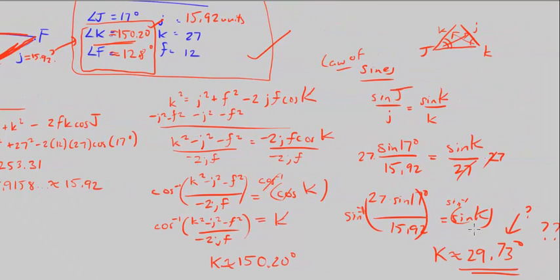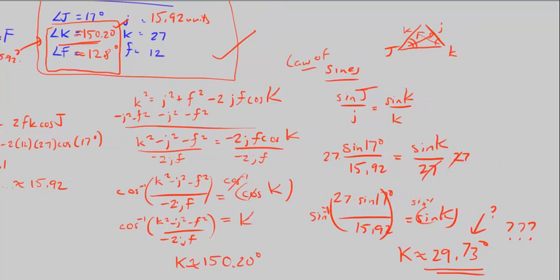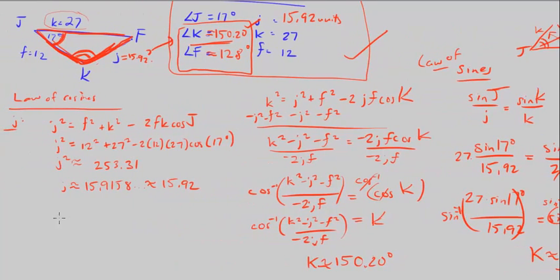Well, if angle K is 29.73, then we have a triangle where J here is 17 degrees. Then this angle K cannot be obtuse. It would have to be kind of small, right? It wouldn't be able to be over 90 degrees, so it would have to close in right there. So that would be a little bit of a problem, maybe. So this one we kind of have to think about.